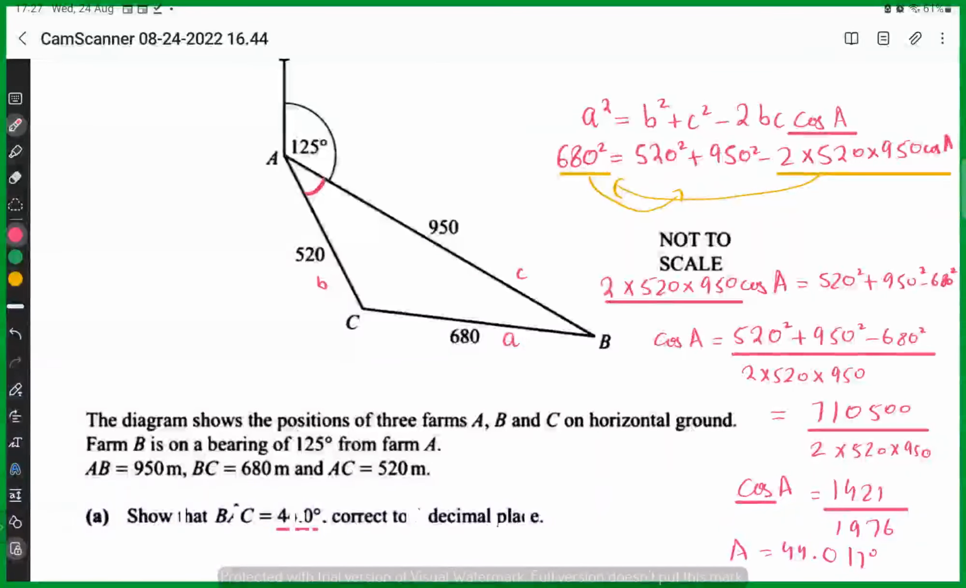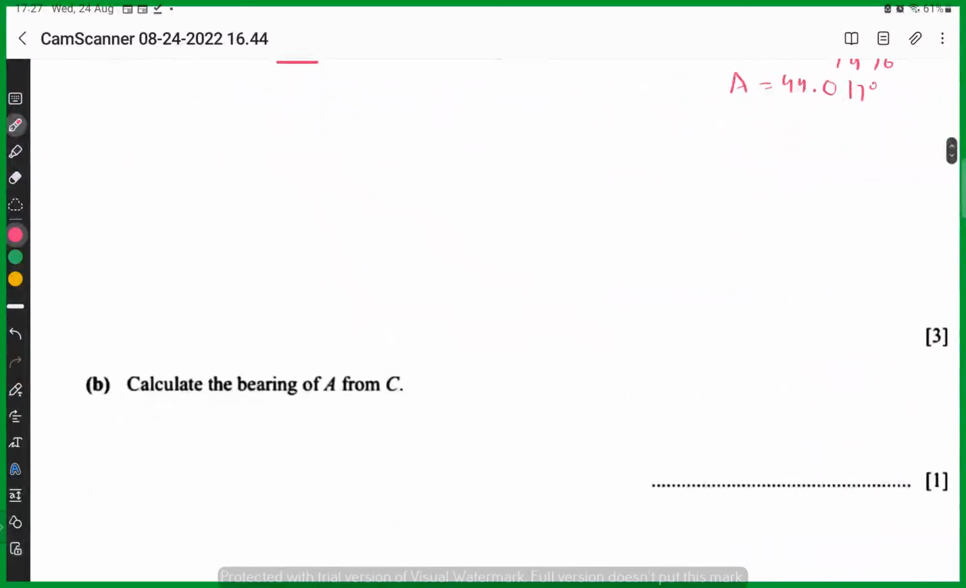Now the best way of doing this is, in the numerator I can add 520 squared directly, then plus 950 squared, and then minus 680 squared, and in the denominator, I can add 2 multiplied by 520 multiplied by 950. And then when I press the equal to sign, I would directly get the answer. So we have a lot to understand about calculators as well. Anyways, we now got this value that was 44. Let's talk about the next part that is relevant.